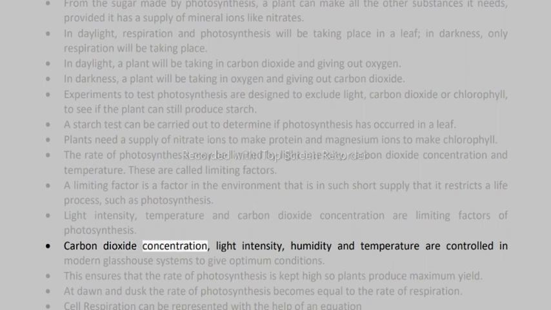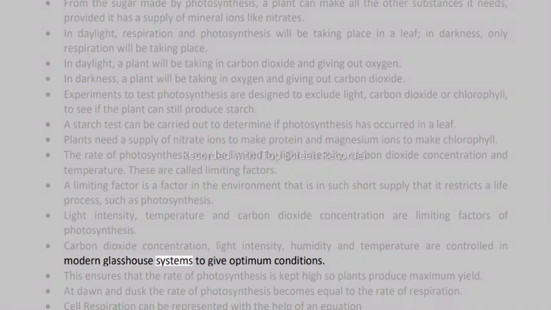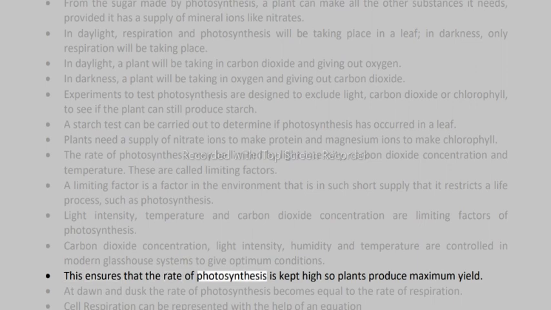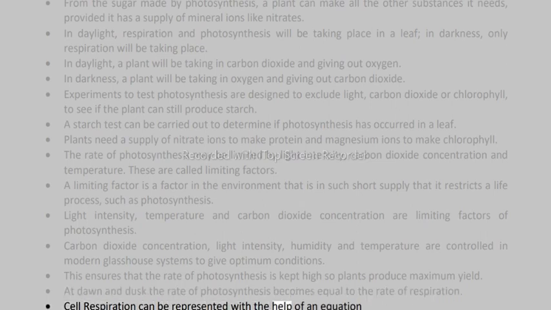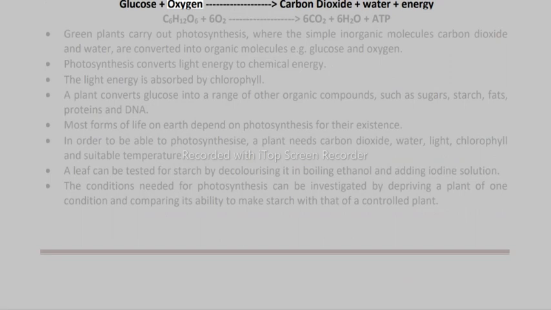Carbon dioxide concentration, light intensity, humidity, and temperature are controlled in modern glasshouse systems to give optimum conditions. This ensures that the rate of photosynthesis is kept high so plants produce maximum yield. At dawn and dusk, the rate of photosynthesis becomes equal to the rate of respiration. Cell respiration can be represented with the help of an equation: glucose plus oxygen, carbon dioxide plus water plus energy, C6H12O6 plus 6O2, 6CO2 plus 6H2O plus ATP.